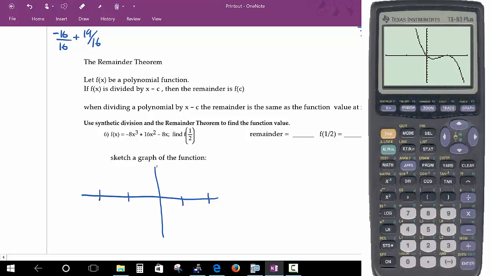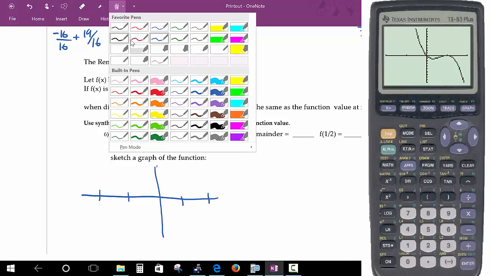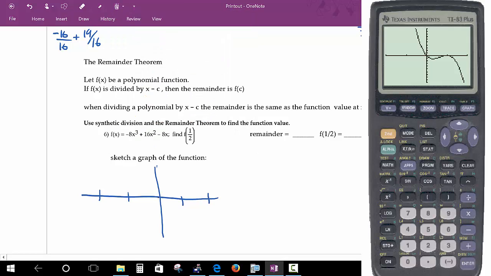It doesn't have to be that great. The main things I want you to have on your function are these key points. It looks like it goes through 0. It looks like it has an intercept of that, and then it kind of swings through like this and does something kind of like this. Okay, that's all I want. It's just a real rough sketch like that.